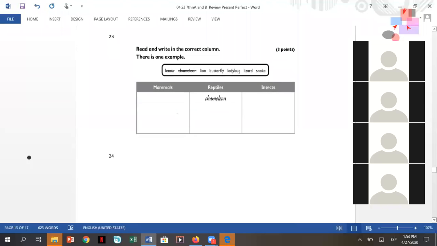What about 23? Read and write in the correct column. There is one example. Mammals. Which are mammals? Lemur and lion.